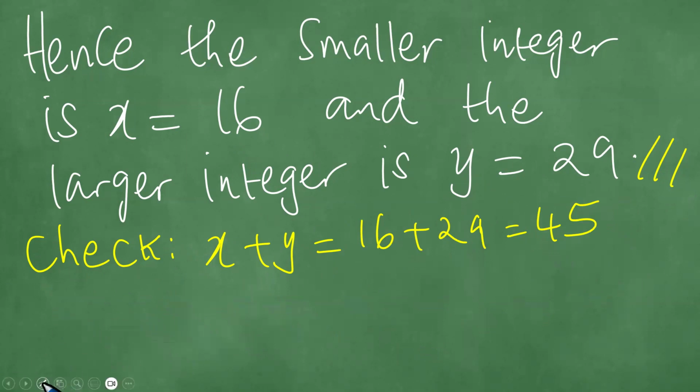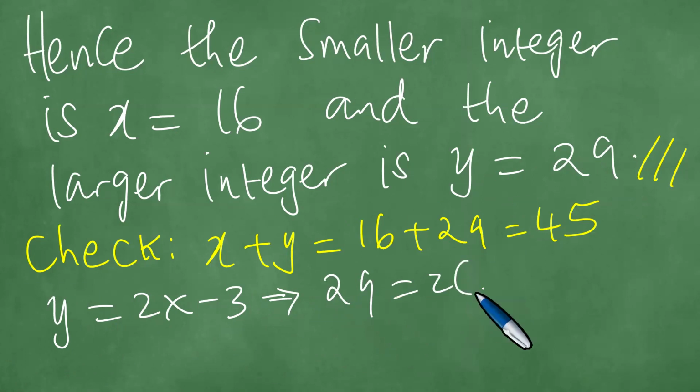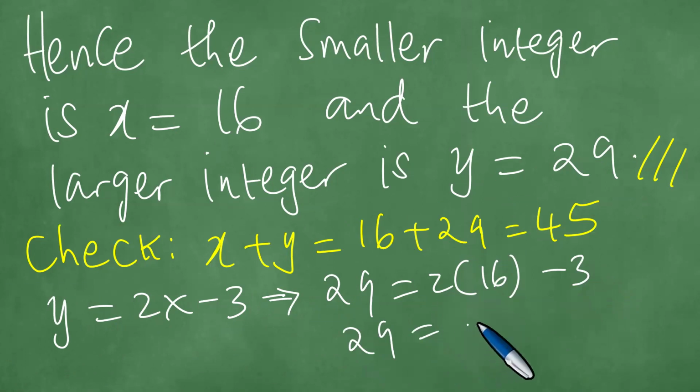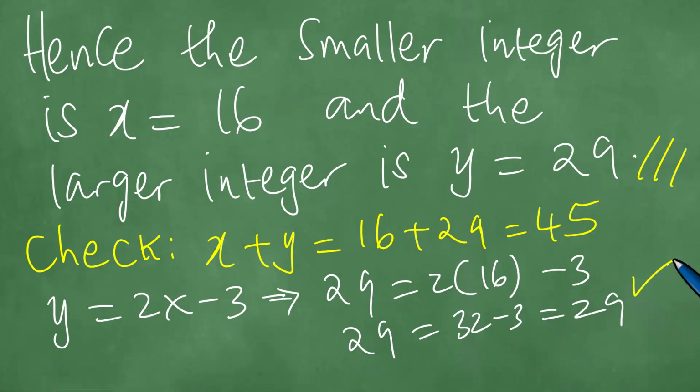But we also have the other equation, which is y equals 2x minus 3. Does this equation hold? Let's check. The larger integer y is 29, which must be twice x, which is 16, minus 3. 2 times 16 is 32, minus 3. 32 minus 3 is what? Is 29. And therefore, we have got the result.